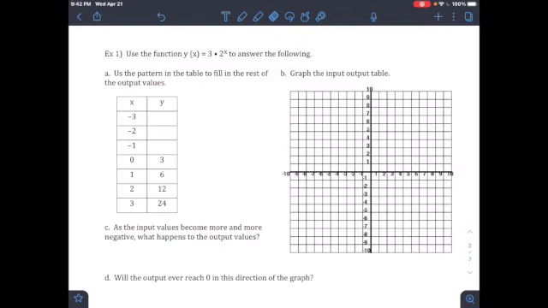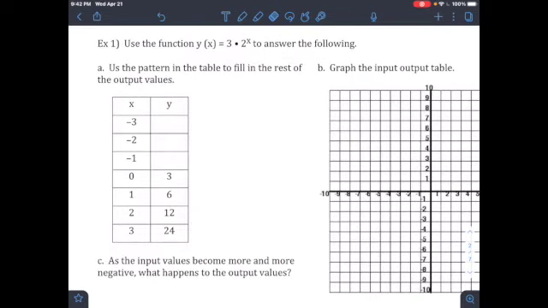In example number 1, it says to use the function y of x equals 3 times 2 to the x power. Now don't forget order of operations. In this case, 2 to the x power has to go first. Or if you have a TI-83 or 84, it will calculate this for you. In part A, use the pattern in the table to fill in the rest of the output values, and in part B, we're going to plot using this equation and plugging in all the values. Please do A and B and we'll check your answers.